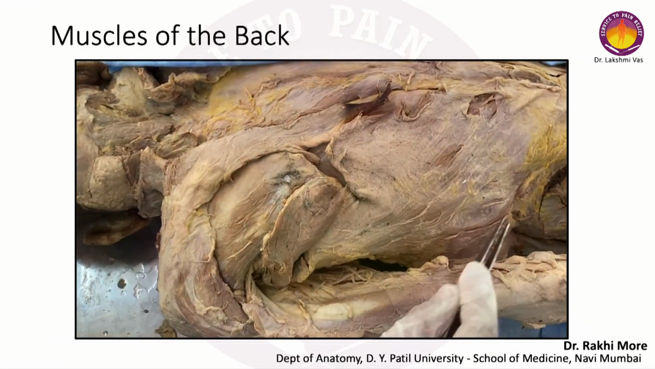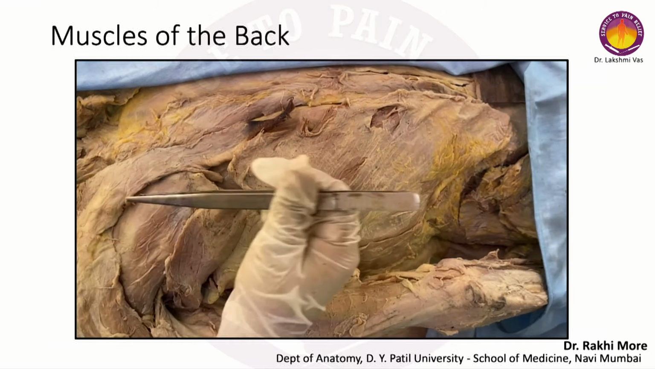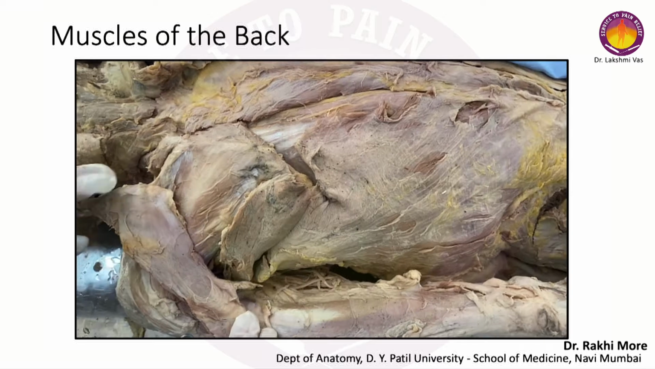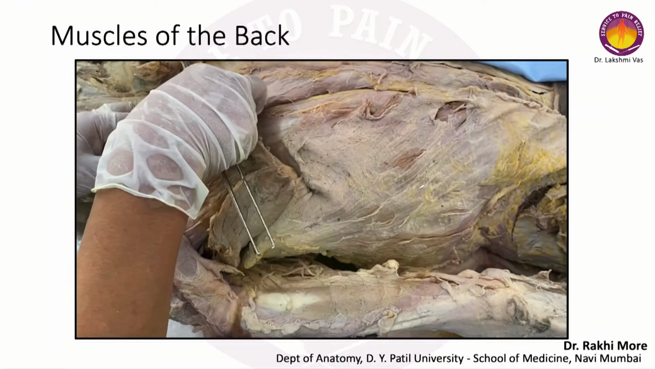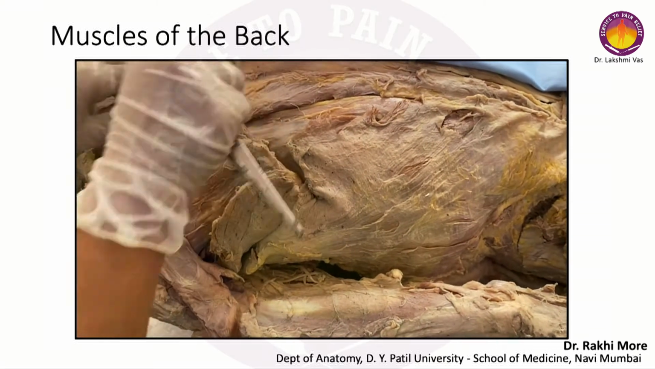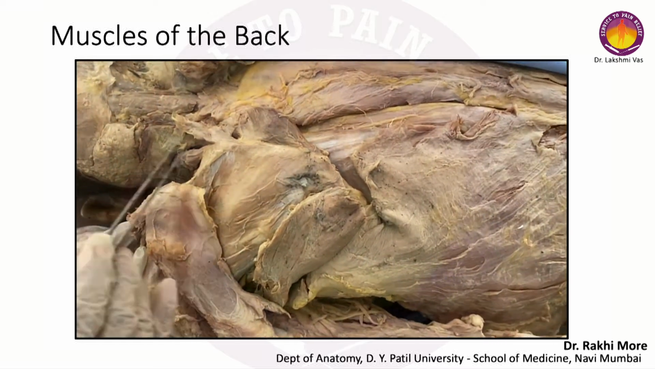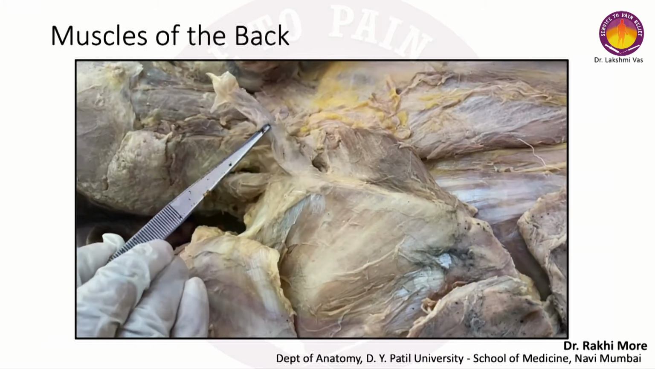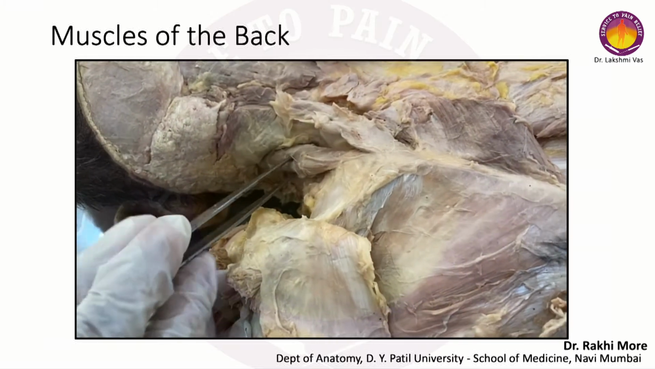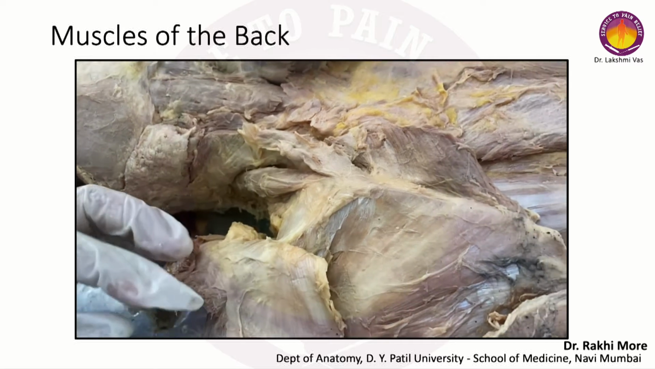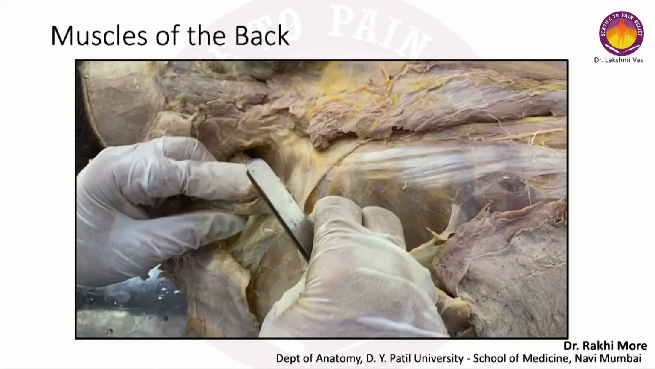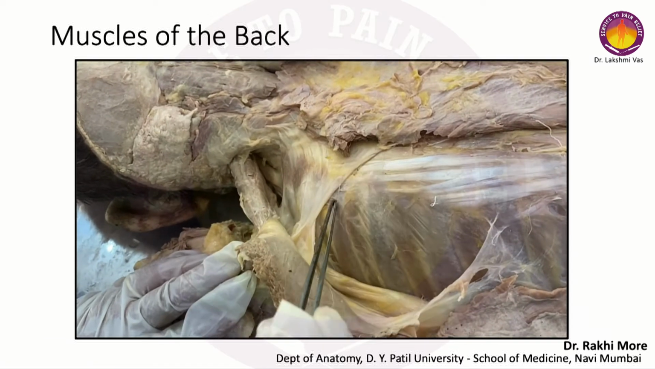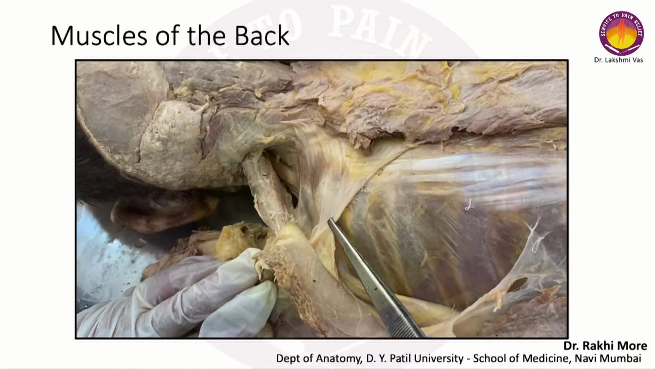Inferiorly we see the latissimus dorsi. We will focus on the superior aspect now. After reflecting the trapezius, the muscles which we see on the medial aspect attached to the medial border of the scapula will be the rhomboides major, the rhomboides minor, and the levator scapulae. Once we reflect these muscles, we see this aspect of the muscle of the posterior compartment, that is the serratus posterior superior.